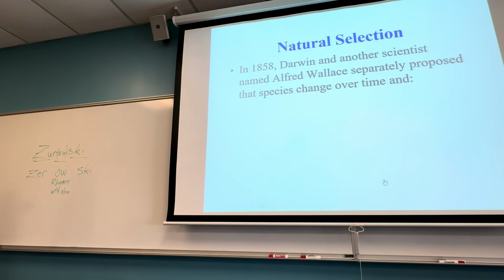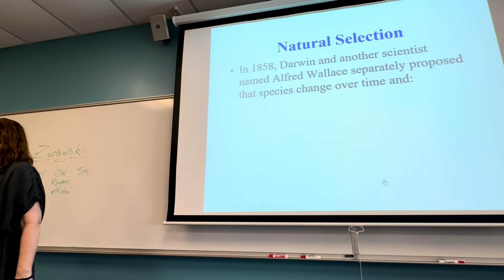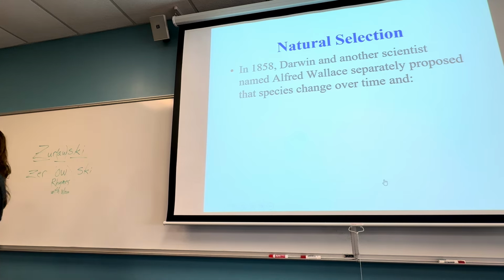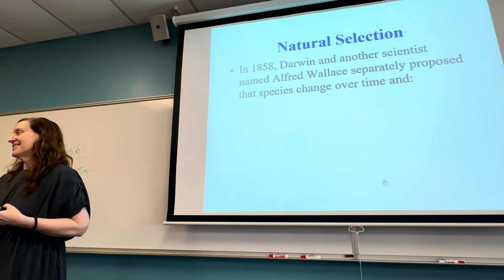So let's talk about this idea of natural selection. From this conference in 1858, the idea of natural selection was proposed. Look at the words, natural selection. Nature selects for organisms who just happen to have the genetics and the traits that match up with the environment and allow them to survive better. So what we mean by nature selects for, it means that you just match up.